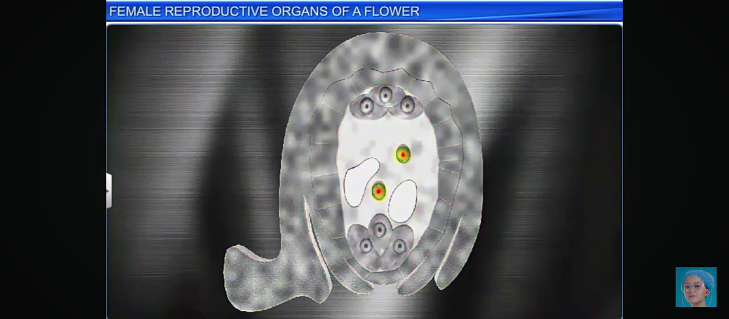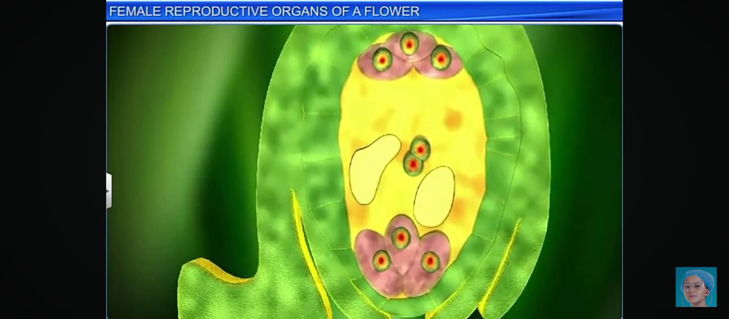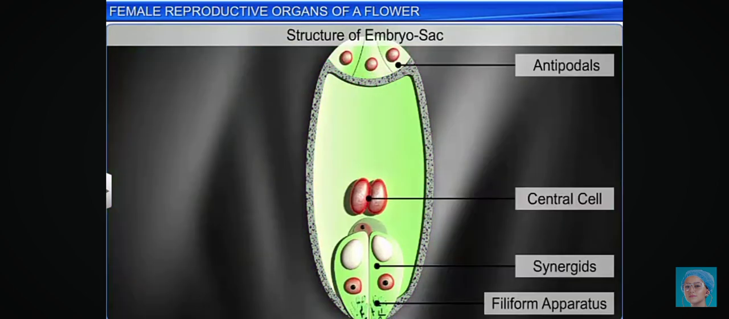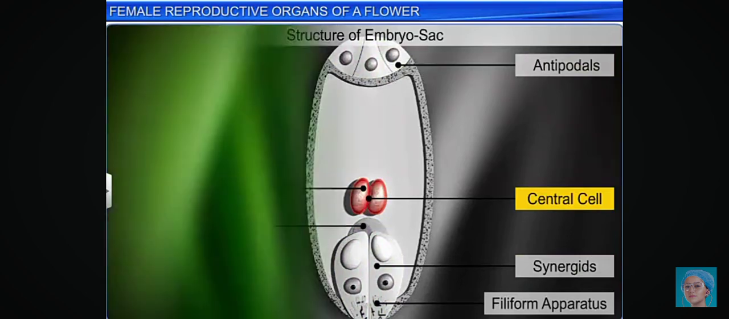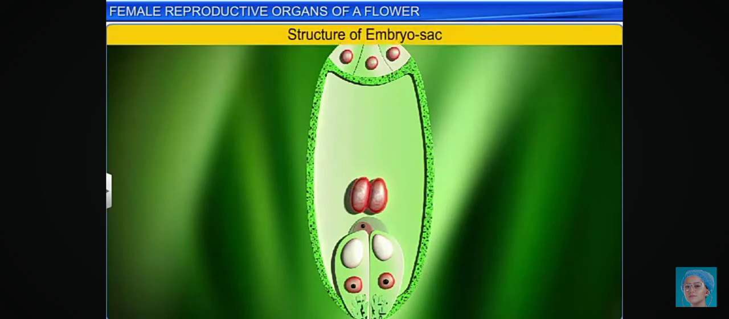The 2 remaining nuclei, called polar nuclei, migrate to the center of the embryo sac. Thus, we find the embryo sac to be in 7-celled and 8-nucleate stage, with 6 cells at the poles and a large central cell with 2 nuclei in the center. Meanwhile, the 6 cells organize to form the typical structure of the embryo sac, which is now ready for fertilization.